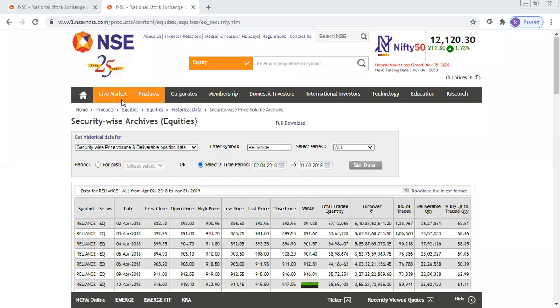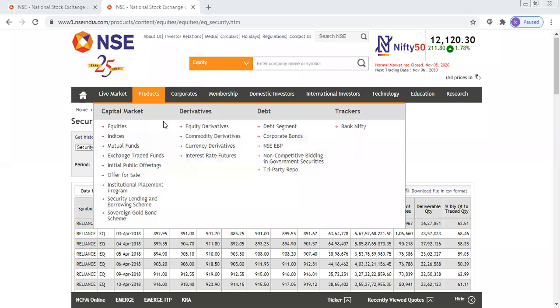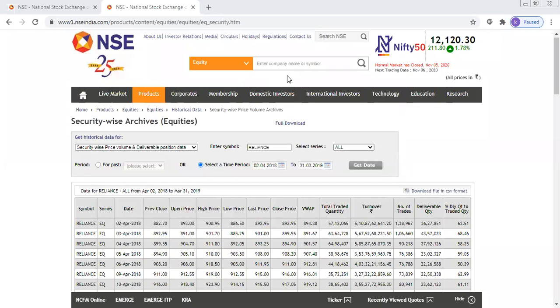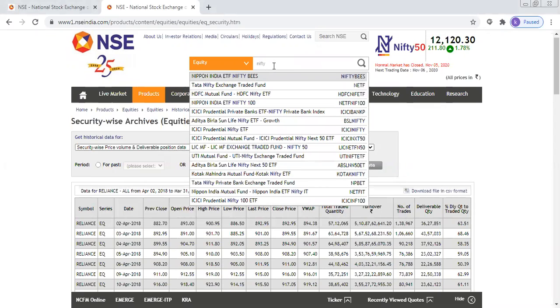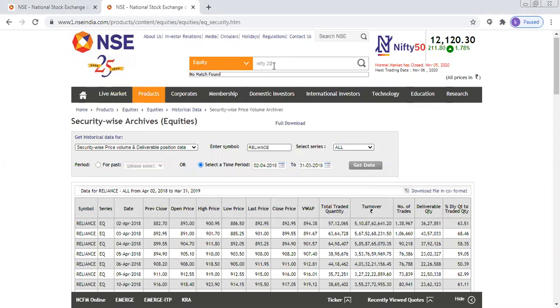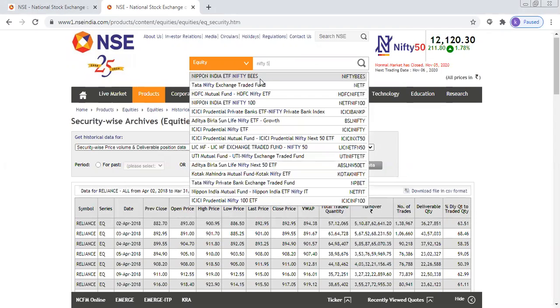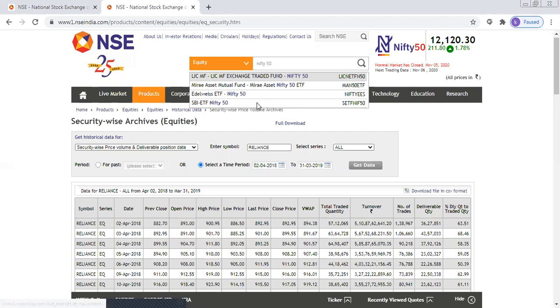This is your regular NSE website. Now do this activity for all the companies that you have selected. You have to compare these companies with the overall index. So when you want to download the overall index, you cannot put Nifty here. You cannot put Nifty 50 here. It comes as no match found.